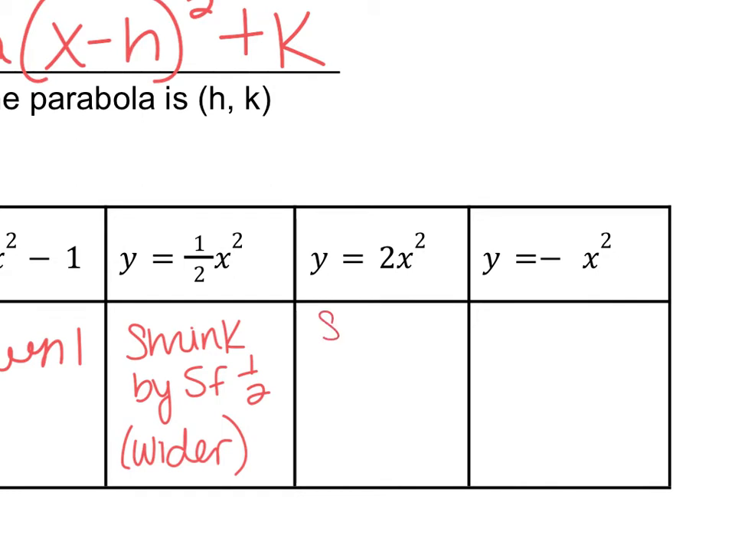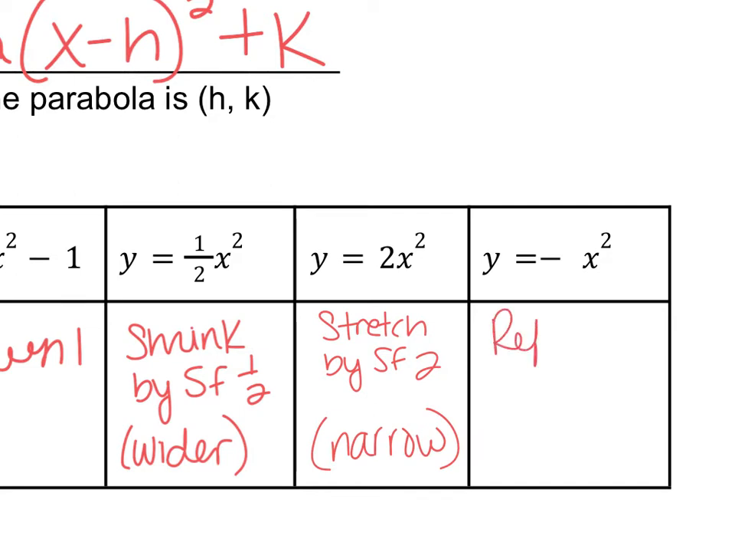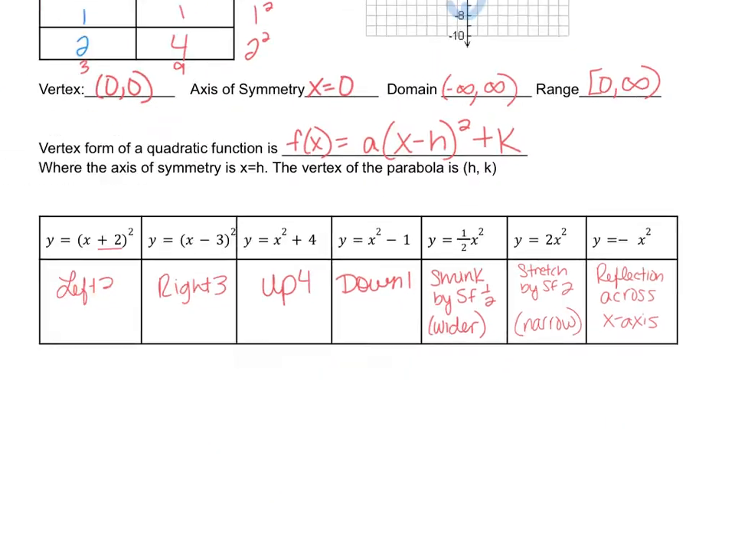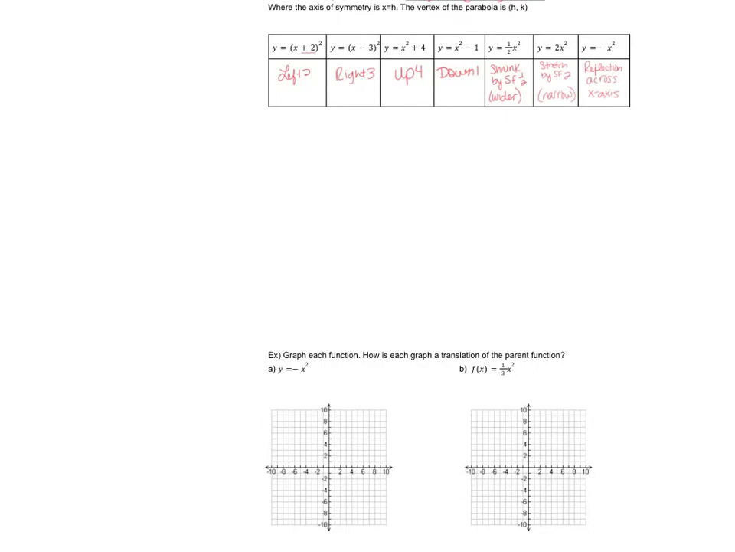The 2 up front, since it's a number bigger than 1, is a stretch by scale factor 2, which means it's more narrow, just like on the absolute values. And then the negative out front, just like the absolute values, means reflection across the x-axis. That's the only reflection. There are reflections across the y-axis, but we're not going to do those in this class. Okay.